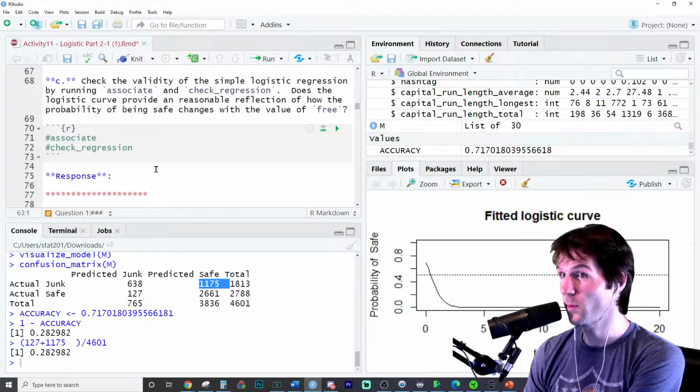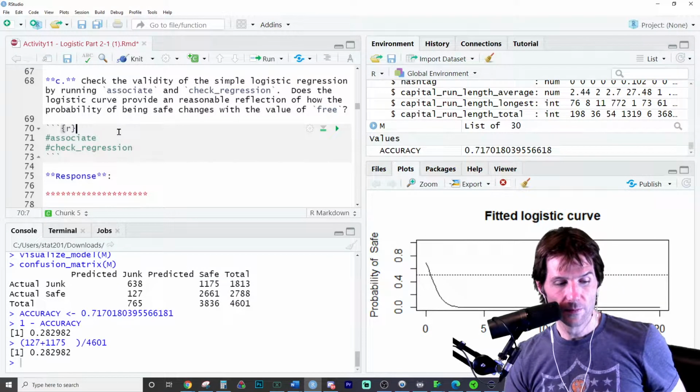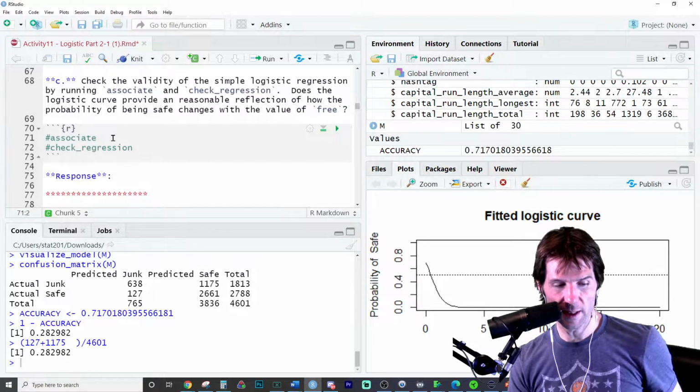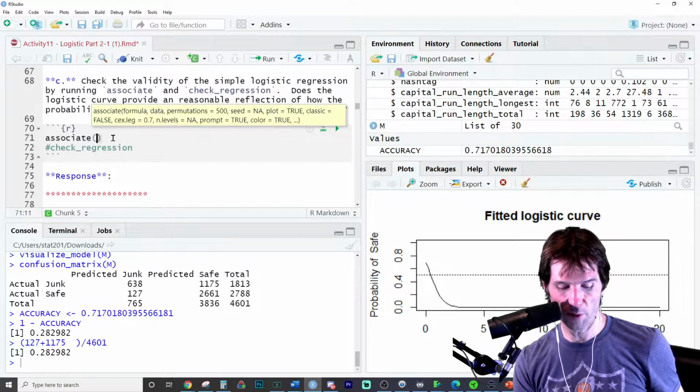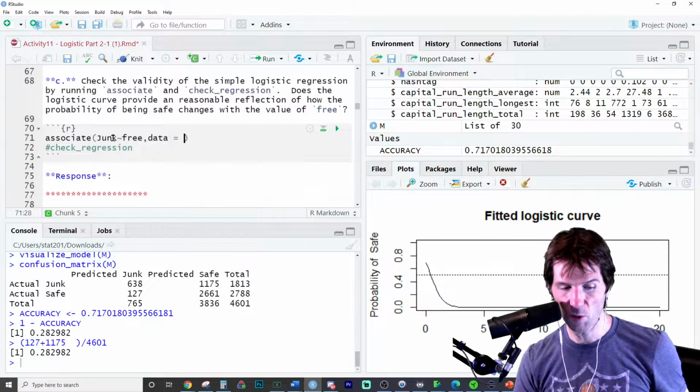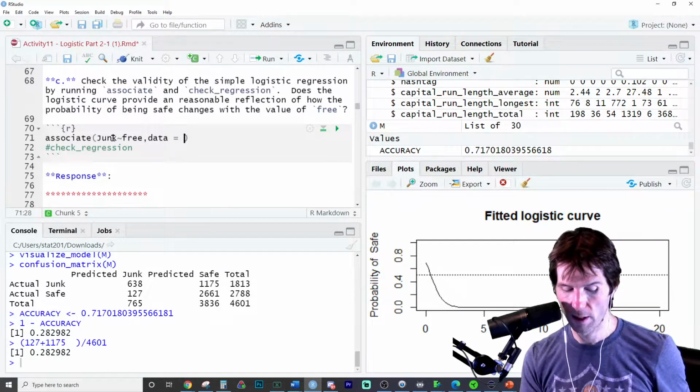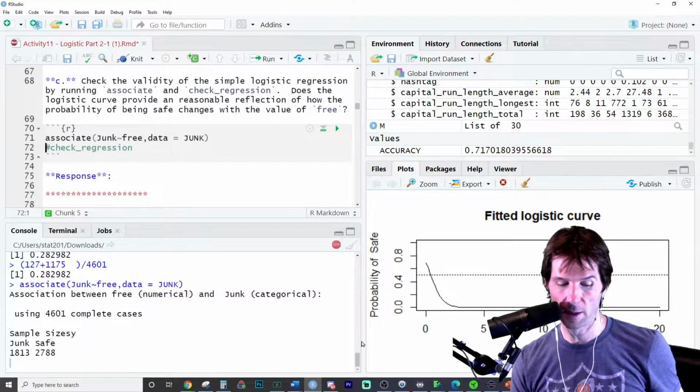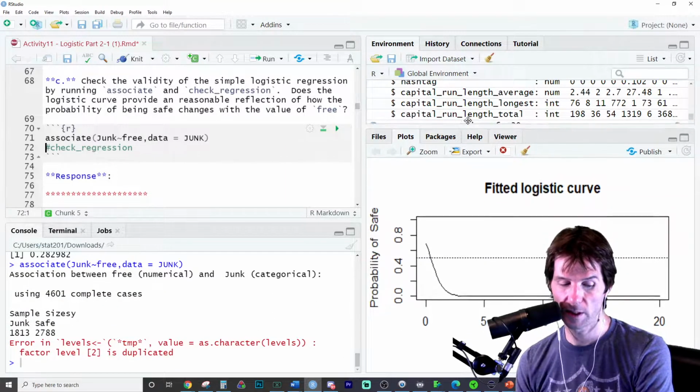Check the validity of the simple regression with an association and check regression. So this just wants us to look at the association first. So we're looking at junk tilde free, comma, data equals. This doesn't use family binomial, and we'll go here to junk, and there we go. It's going to make the graphic for us real quick. It's going to make a mosaic.